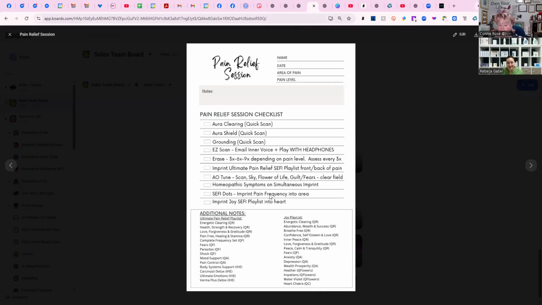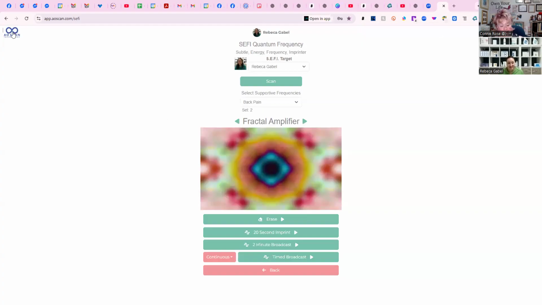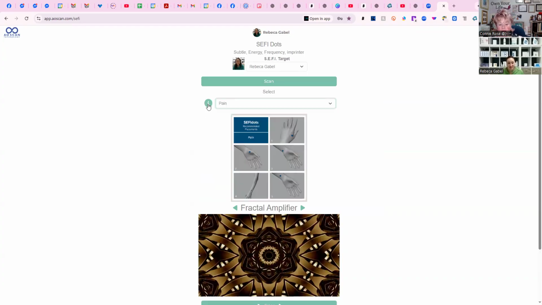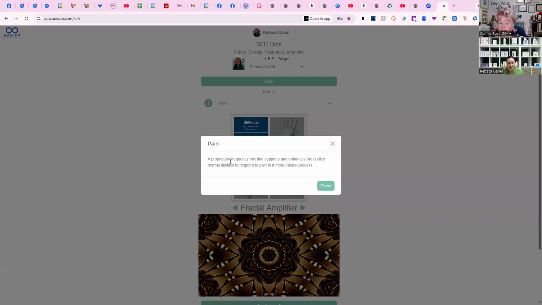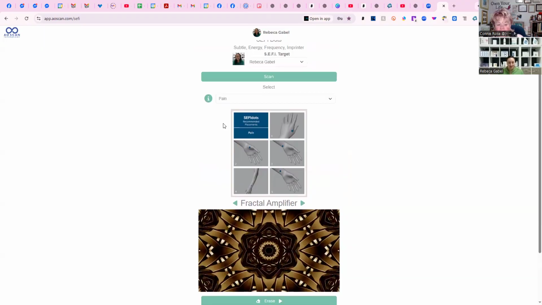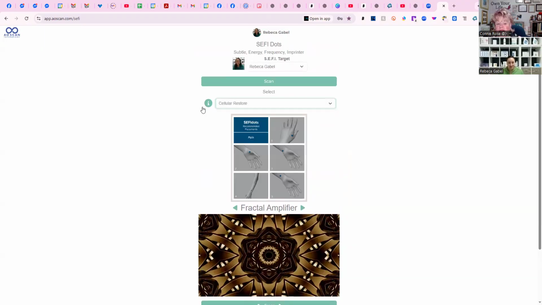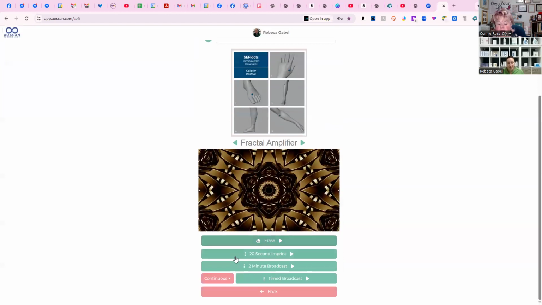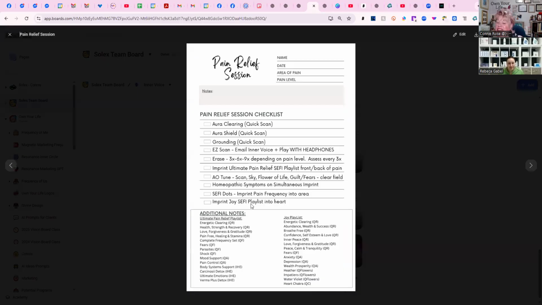And then you go under Cephy, and then Cephy dots. We have a pain, and if you click on I, it'll tell you. It's a proprietary frequency mix that enhances the body's normal ability to respond to pain in a more natural process. So you could click on do pain there. Now here's another one. Cellular restore. Look at this. It helps with stem cell activity and glutathione production. That's a big deal. Yeah, it is. So we could run it there too. So there's lots of different options. So if it doesn't, just keep going. And then I always end.